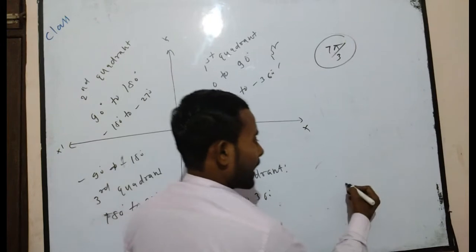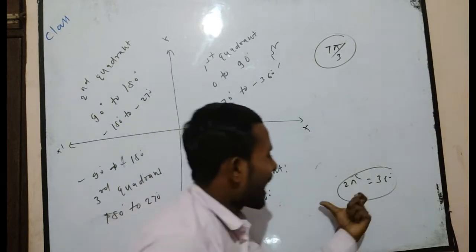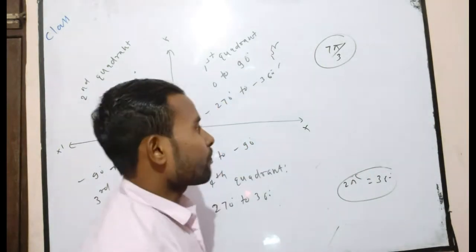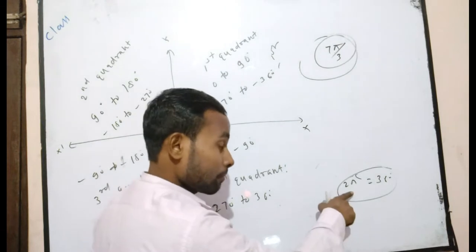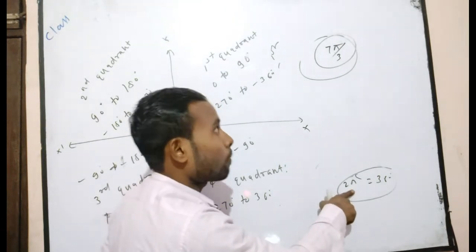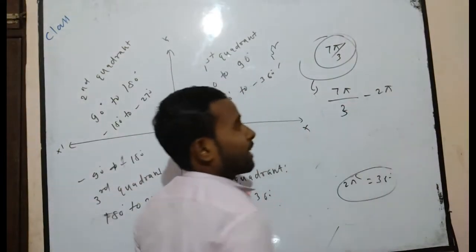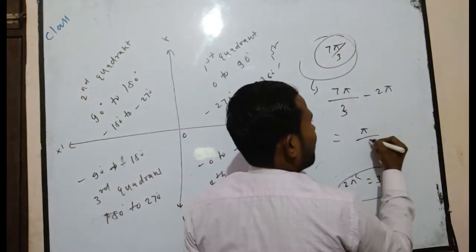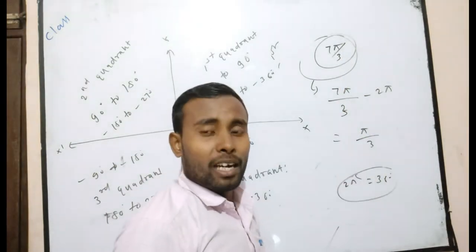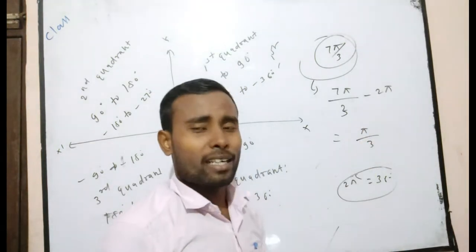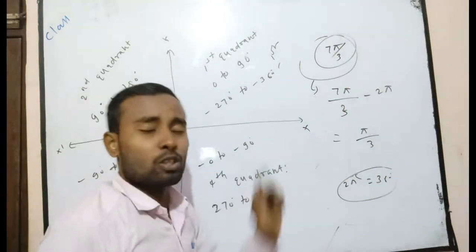As you know, 2 pi radian means 360 degrees. Since this is a positive angle above 2 pi radian, you have to subtract 2 pi from this angle. If you subtract 2 pi from the given angle 7 pi by 3, you get pi by 3. Now you have to recognize in which quadrant pi by 3 lies. As you know, pi by 3 is 60 degrees. It lies in the first quadrant, so 7 pi by 3 lies in the first quadrant.